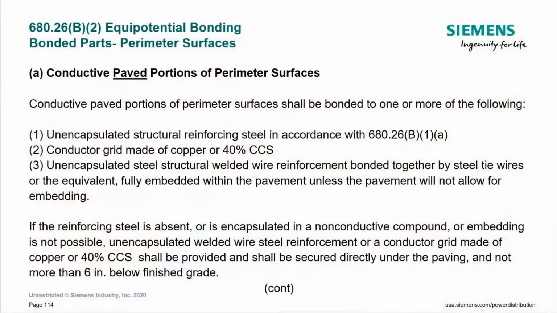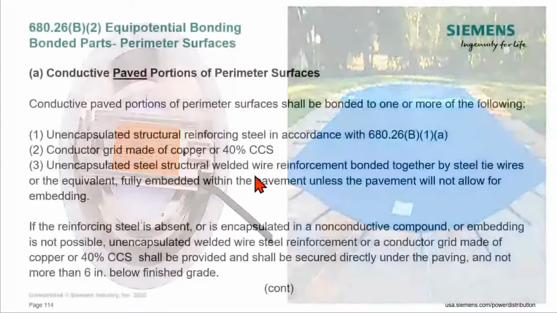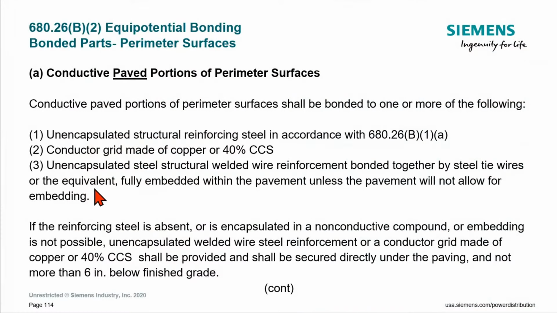Right, holding everything. Yep. So with that, we've got this paved portion of the perimeter surface, concrete. It's fully embedded within the pavement unless the pavement will not allow for embedment or bedding, like a brick paver. But if it is concrete, then most certainly it can be embedded in the concrete perfectly fine. And that, to me, I still feel that's the cheapest method.